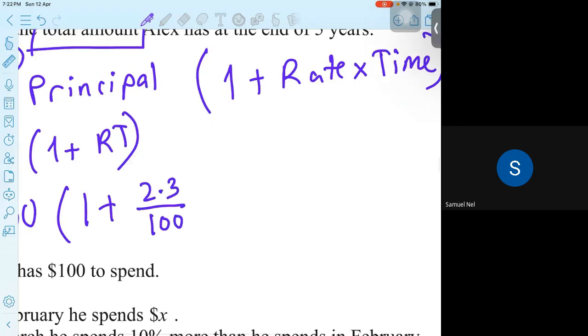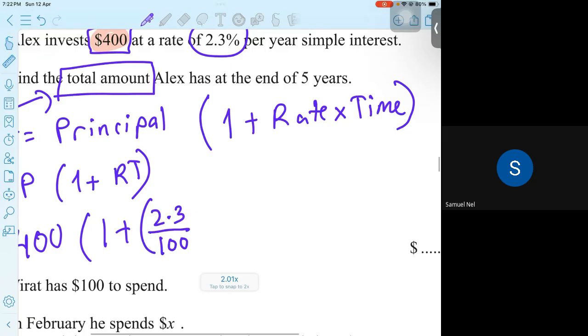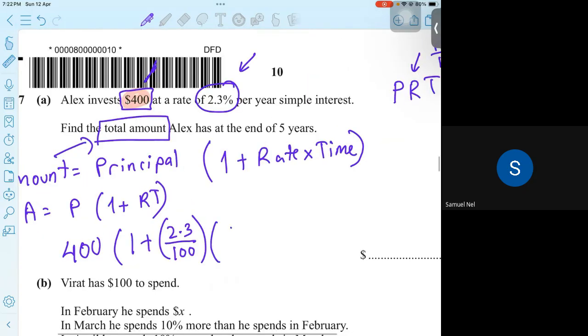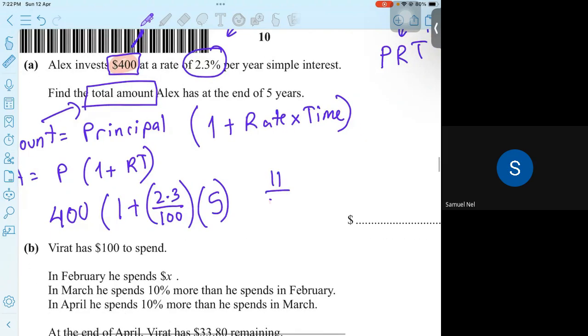I hope you all know this. And the next thing is the time. So the time is 5 years. Time will always be in terms of years. If it's given as 11, what you do is 11 over 12. You always have to write this in terms of months or in years, okay? Never write in terms of months.